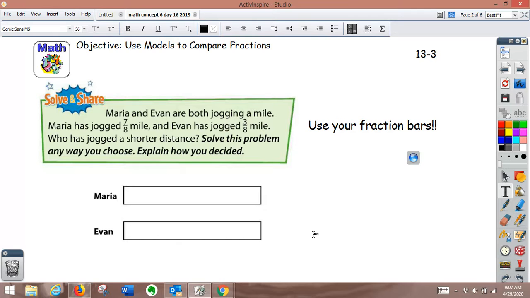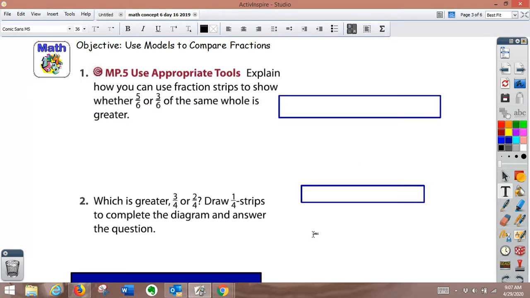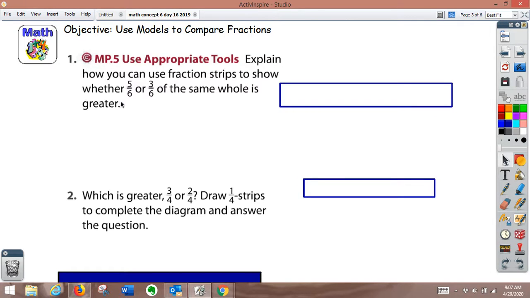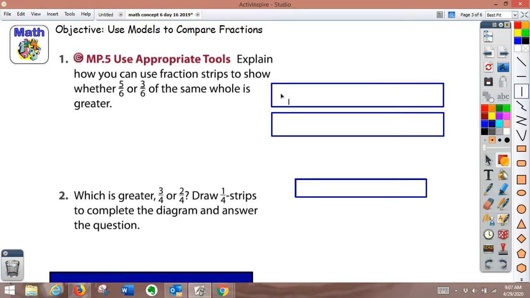Welcome back. Okay, hope you figured that out. If not, you'll get to work on it later. Here we go. Explain how you can use fraction strips to show whether 5/6 or 3/6 of the same whole is greater. Okay, so I'm going to compare these two fractions of the same whole, which means they have to be the same size. The whole has to be the same size. You can't have a giant pizza and a little mini personal pizza and compare them. You were talking about the same whole. So I have two identical same wholes here, and I am going to look at what fractions they said.